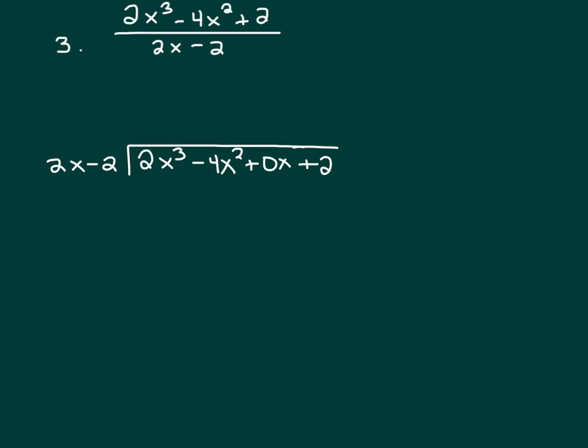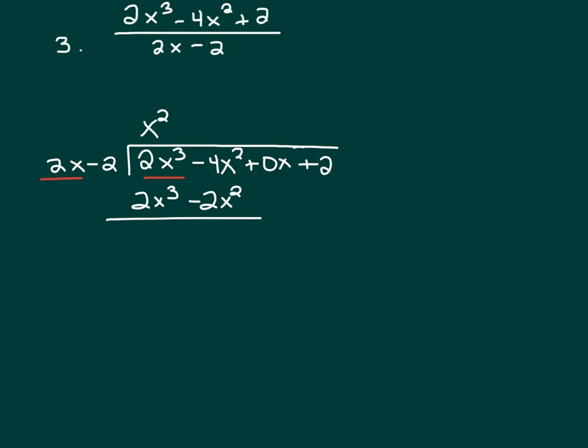Okay, so we're going to take a look at the first term here and the first term here, and we'll say, well, what do I need to multiply 2x by to get me to 2x cubed? Well, x squared. So I'll put that right here. And then if I distribute, x squared times 2x is 2x cubed. And then x squared times negative 2 is negative 2x squared.